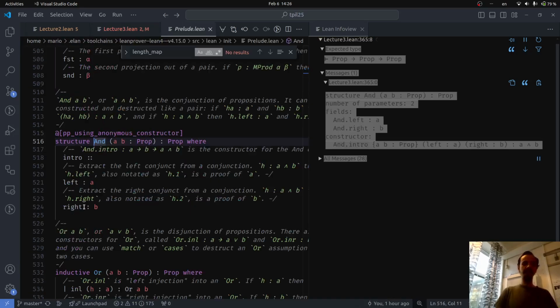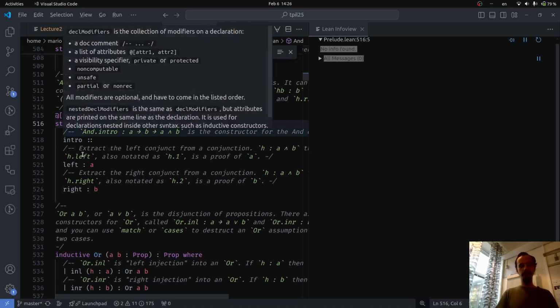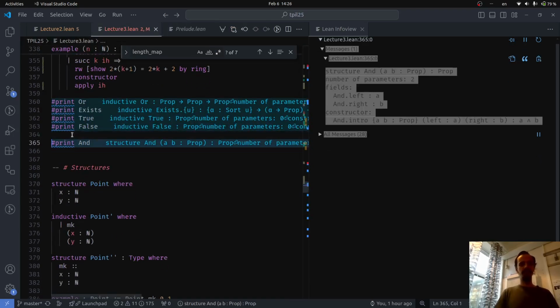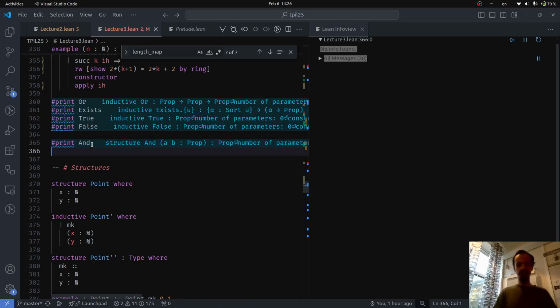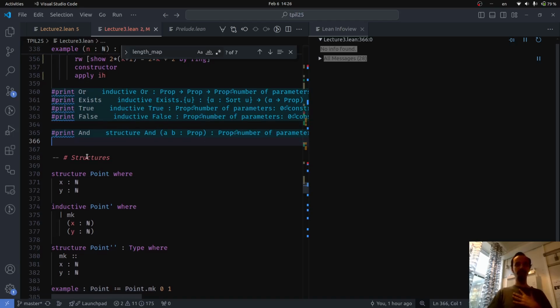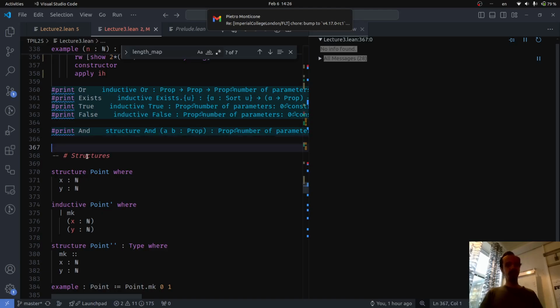And is not an inductive type, though. It's a structure, and that's actually what I want to talk about in the next section. But let me tell you, a structure is really a kind of inductive type. So and is also an inductive type. For all is actually not an inductive type. It's a dependent arrow, which is a part of dependent type theory. It's just a core of the language.